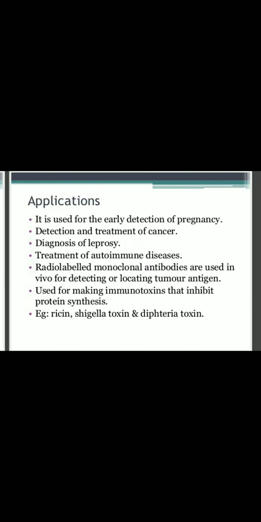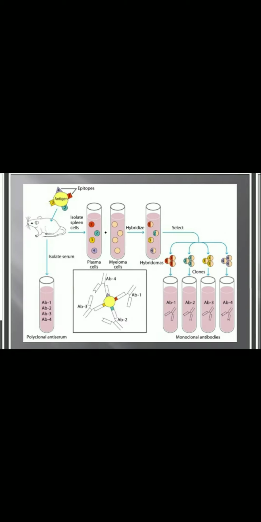Applications of these monoclonal antibodies: they are used for the detection of pregnancy, detection and treatment of cancer, diagnosis of leprosy, and treatment of autoimmune disease. Radiolabeled monoclonal antibodies are used in vivo for detecting or localizing tumor antigens, and for making immunotoxins that inhibit protein synthesis, for example Shigella toxin, ricin, and diphtheria toxin. This kind of immunotoxin is used.